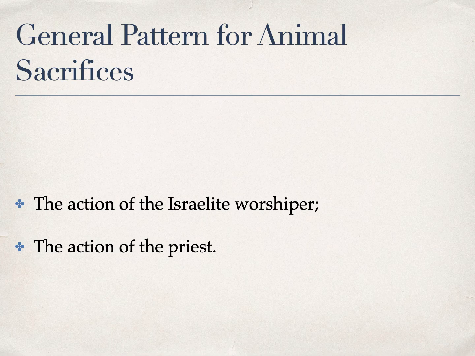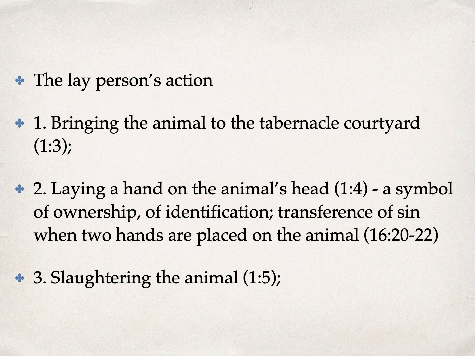The general pattern of animal sacrifices: there is the action of the worshipper and the action of the priest. The layperson's actions are: 1. Bringing the animal to the tabernacle courtyard. 2. Laying a hand on the animal's head, a symbol of ownership, of identification. If two hands are placed on the animal, it signifies transference of sin. And finally, there is the slaughtering of the animal.